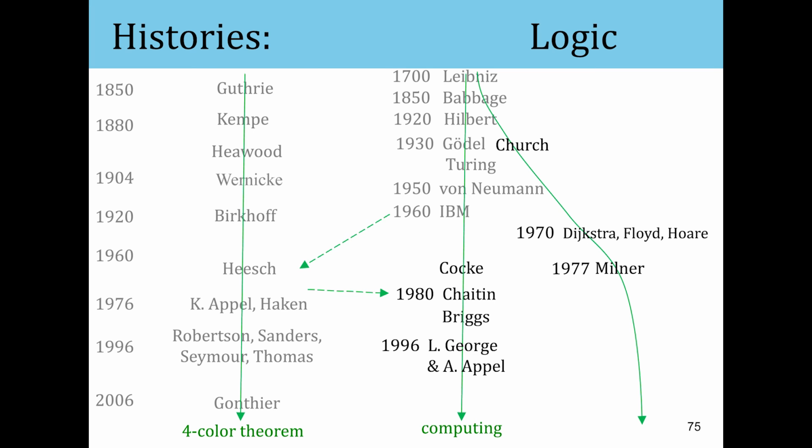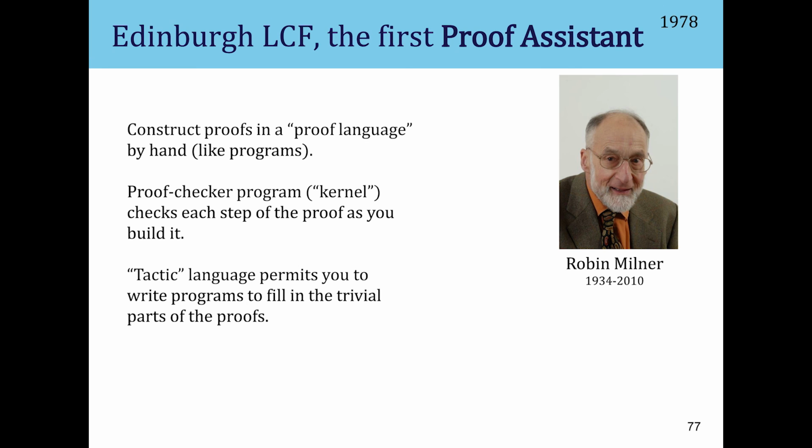Around 1977, 78, very contemporaneously with the four-color work, Robin Milner was interested in LCF, logic for computable functions. What kind of logic can you machine check about computable functions? And he built this thing called a proof assistant, Edinburgh LCF. In a proof assistant, you use the computer to construct proofs by hand, but they are checked by machine. Checking proofs by machine goes back to Gödel and Turing. And there's a programming language that comes with it, a tactic language that allows you to write little programs to help with the trivial parts. So that was very influential.